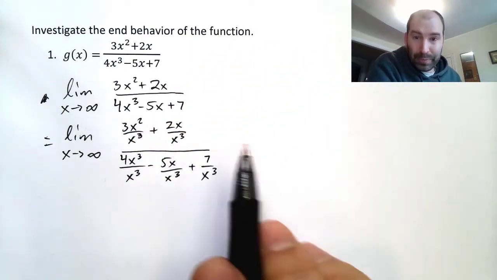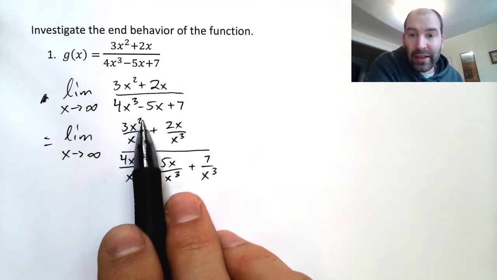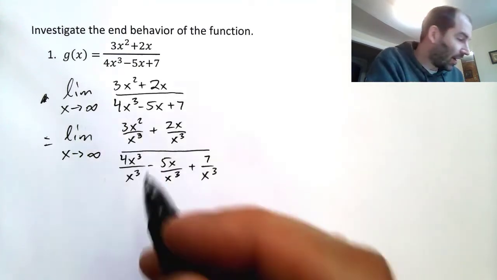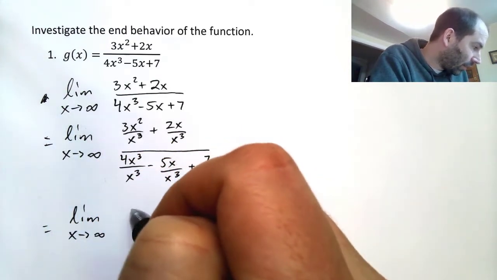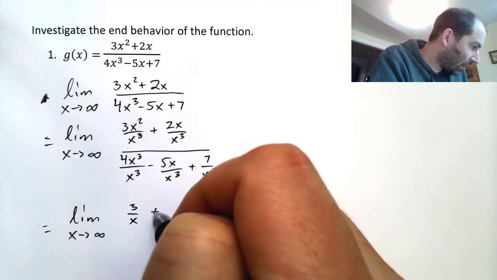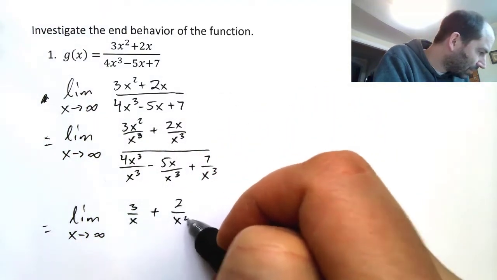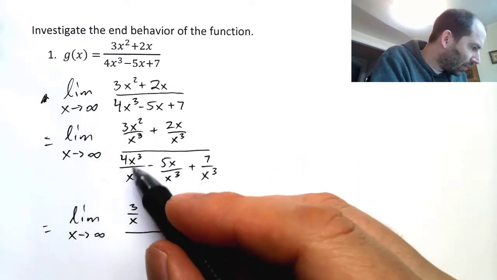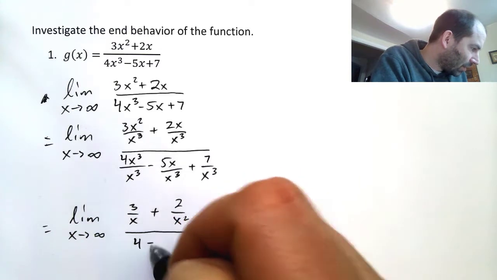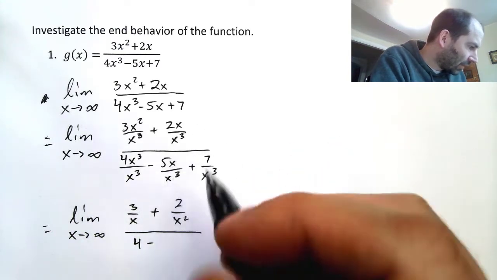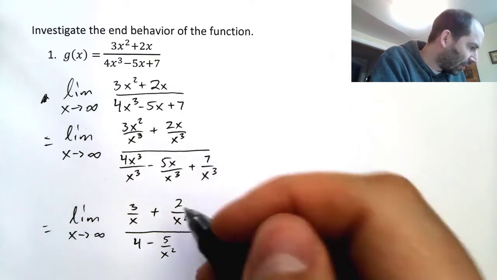Okay, so now we're going to simplify. x squared goes into x cubed x times, so I can write that like this, 3 over x. x goes into x cubed x squared times. These x cubes cancel. x cubed goes into x cubed once. x goes into x cubed x squared times. And here there's nothing to cancel.